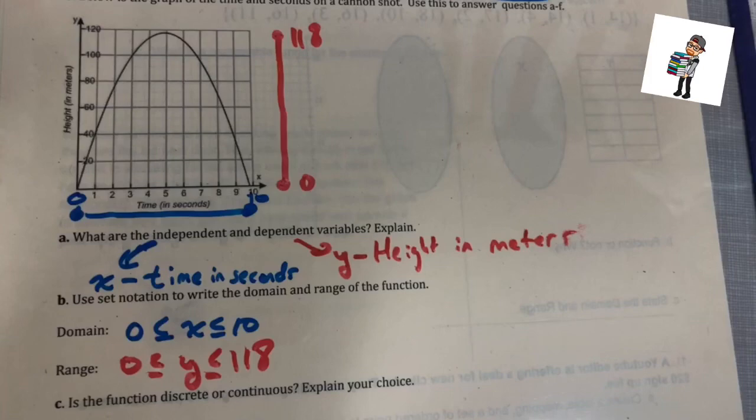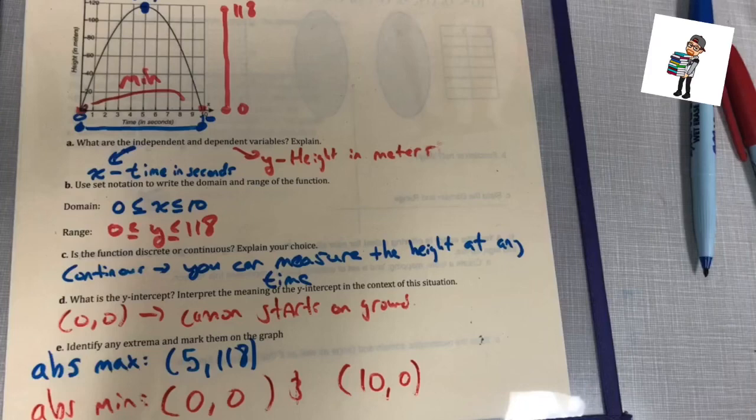So the lowest x value is 0. The highest is about 10. The lowest y value is 0, and the highest is about 118.